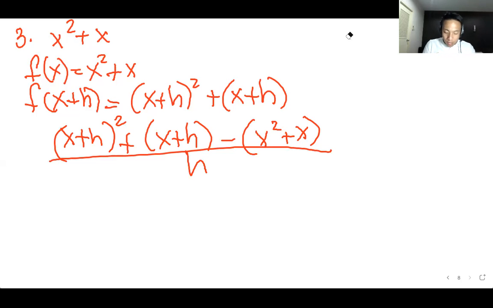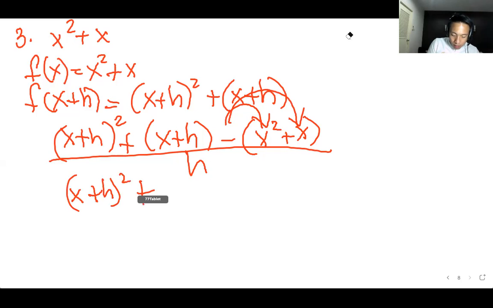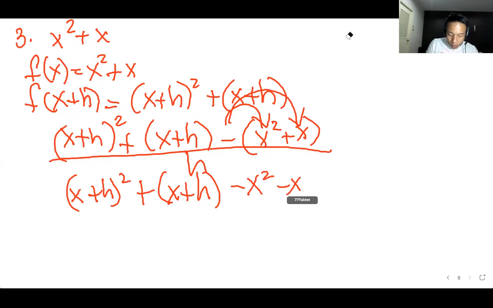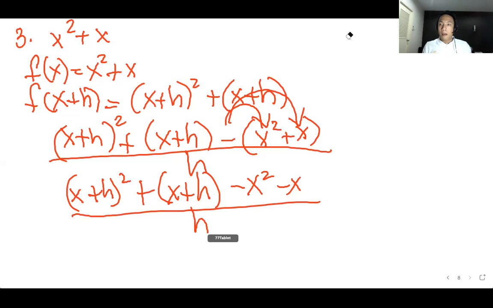Okay, this one. Let us now put the negative sign inside the x squared and x. So it will become x plus h squared plus x plus h minus x squared minus x all over h. Di ba? Medyo mahaba-haba siya. Ayan, so na-simplify na yung right na part. Tama ba? So right dito. Okay?